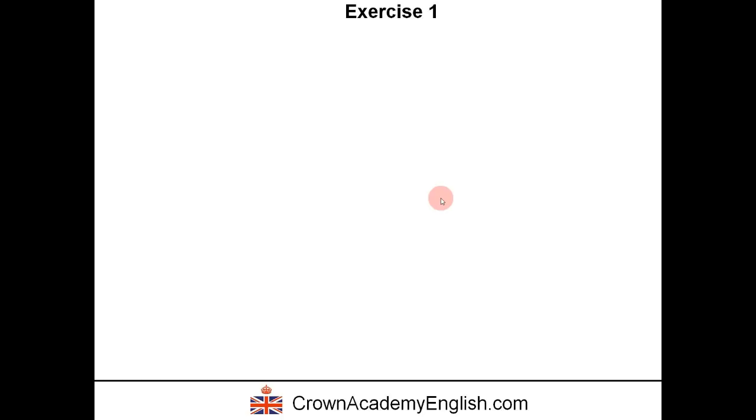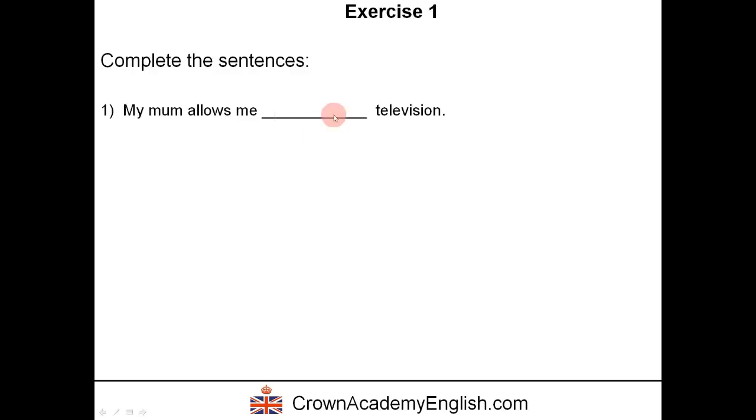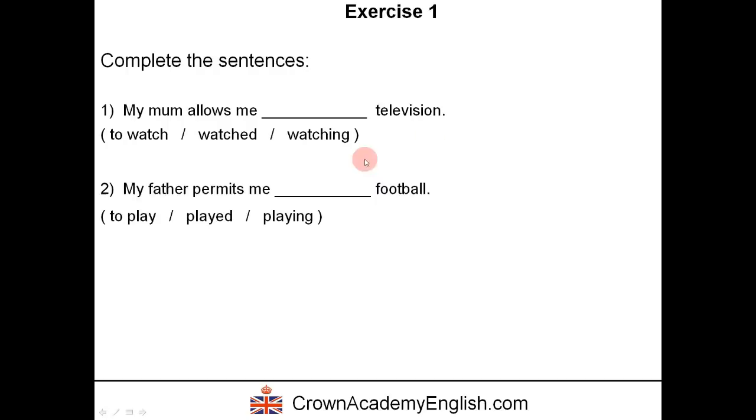Okay, there are 4 exercises for you. This is exercise 1. Complete the sentences. So here is sentence 1. So what goes here? And you have 3 choices. And here is number 2. So I'm going to give you 5 seconds or 10 seconds, and then I'll give you the answers. Okay, so the answer to number 1 is, my mum allows me to watch television. It's the infinitive. And number 2, well, it's the same. My father permits me to play football. To play football. This structure takes the infinitive.